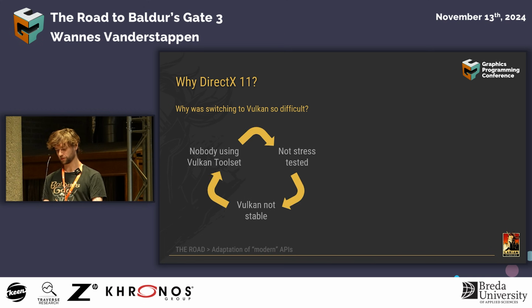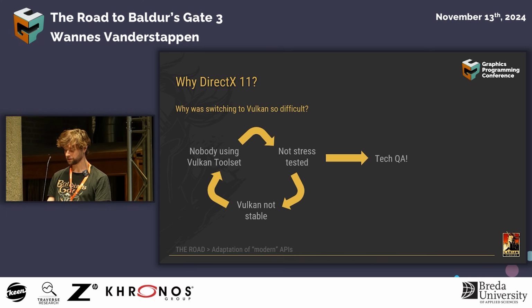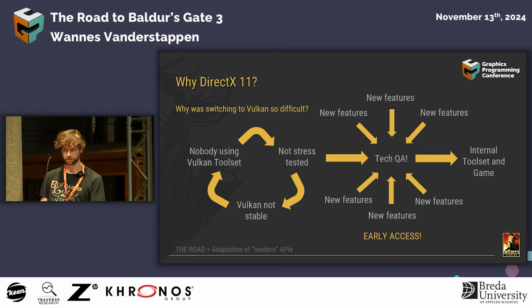So we ended up in this vicious cycle where nobody was using the Vulkan toolset, which means it wasn't really stress tested, which means that Vulkan was not stable, which means, and so on. So you might ask the question, didn't you have QA? Well, of course we had. We even added a new team called Tech QA. They test all our code features that we add before they even end up in our internal builds. And yeah, that works really well. But they were also testing other stuff.